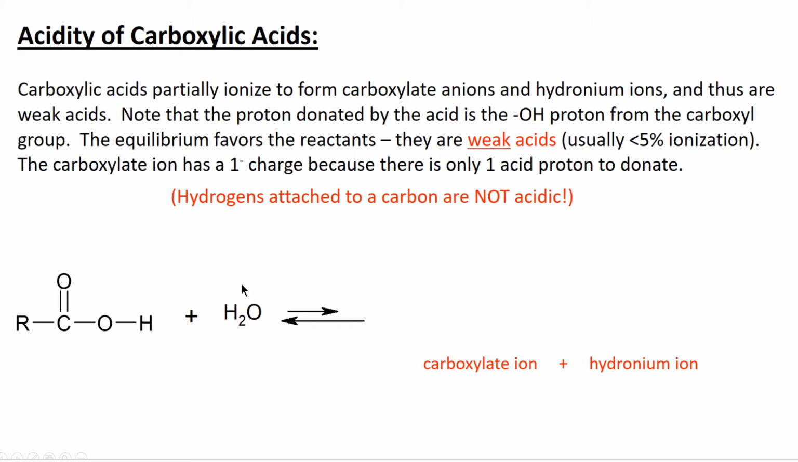Water here is going to be what acts as the base, so it's going to accept the hydrogen. And that's how we form what's called a carboxylate ion. So it kind of sounds like carboxylic acid, right? But it's carboxylate ion and then hydronium ion. That is when you have an H plus with water that forms a hydronium ion. So hydrogens that are attached to a carbon, so if there were any hydrogens attached to this carbon, those are not acidic. Do not ever remove those hydrogens, okay?